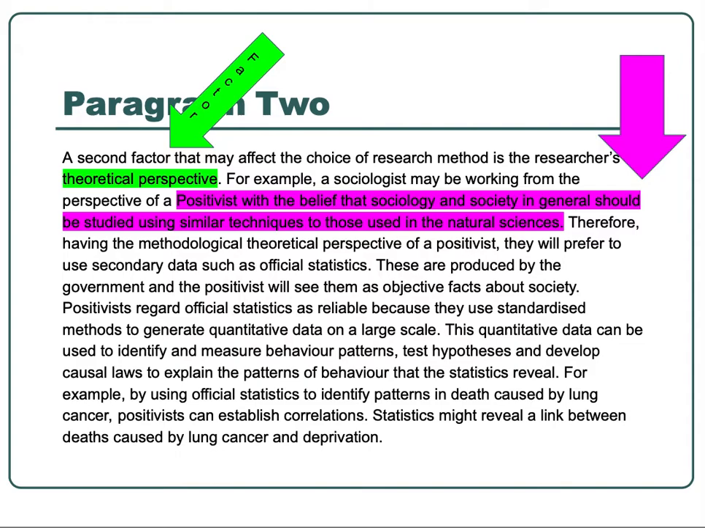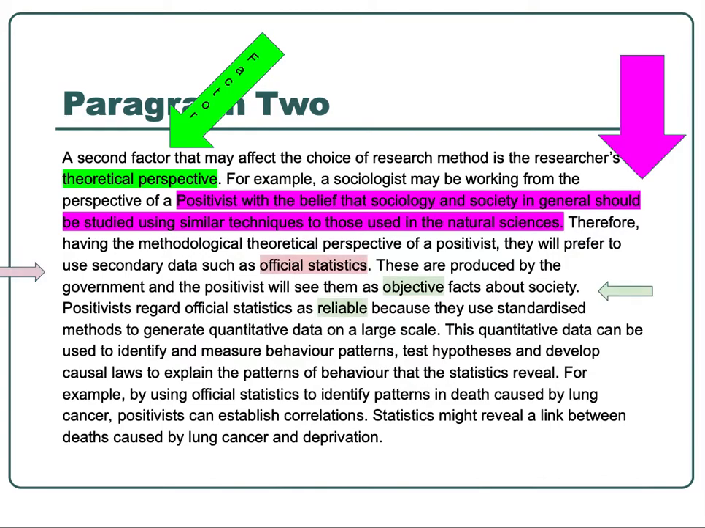Right, let's have a look at paragraph 2. Again, we can see we've got a clear factor identified really early on. So another factor that's going to affect your choice of research method here is your theoretical perspective. So that's what we're looking for in terms of something that's accurate. So we've identified a clear factor in the opening sentence, and then we've got a brief explanation of this in light pink, as you can see here.